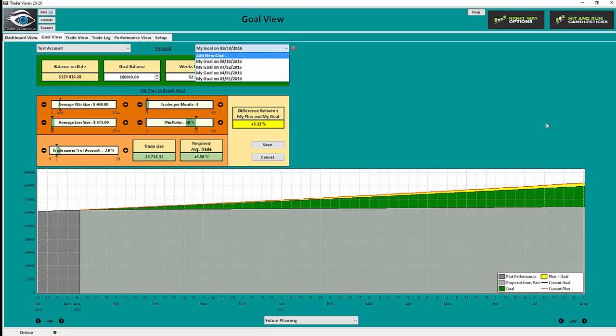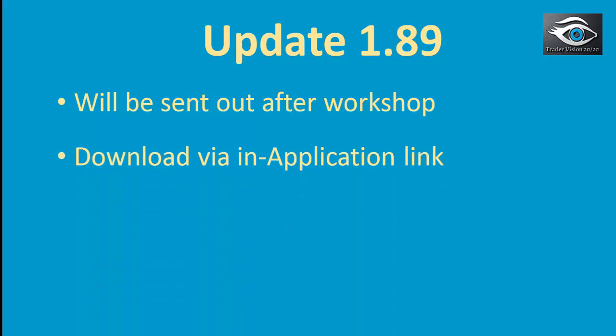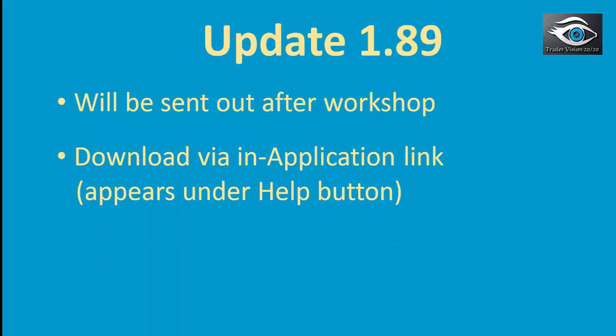Let's go back to the PowerPoint. Okay, so this functionality will be coming out in version 1.89. It will come out right after the workshop on 8/11, which is Thursday. And you will be notified, as with all other updates, in the application. Underneath the Help button, you will see appear the link that tells you there is the update available that you can click on. You also get the pop-up message asking you if you want to start the download.